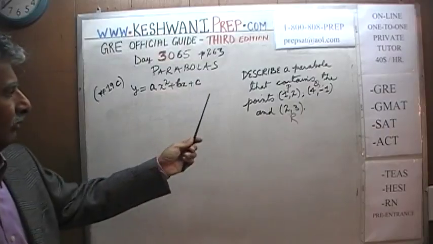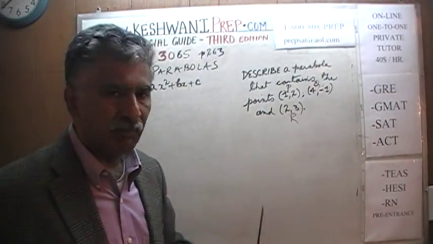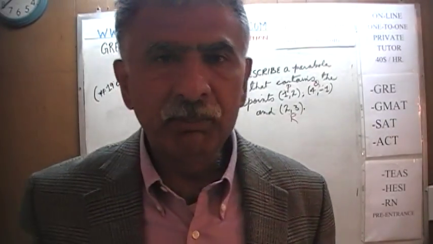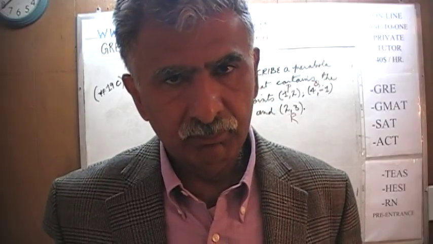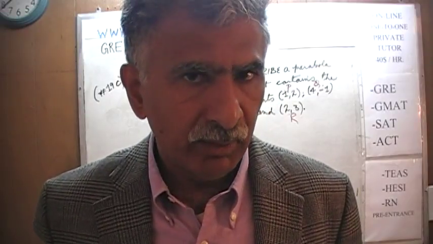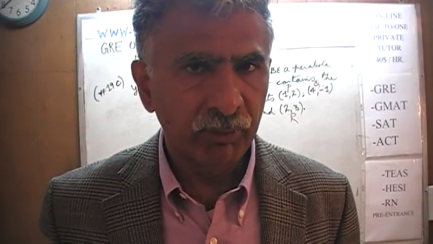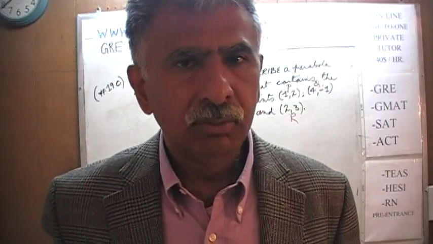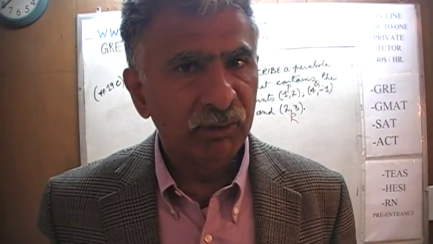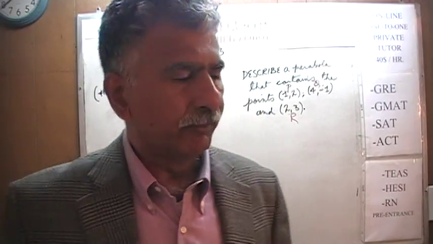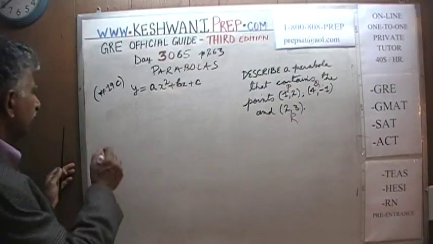Since we have three unknowns and we know the three points that this parabola goes through, we should be able to come up with three independent equations. And once we have the three independent equations, we should be able to solve for the three unknowns. It can be a system of simultaneous equations, three equations, three unknowns. Let's get going. Let's start with point P.